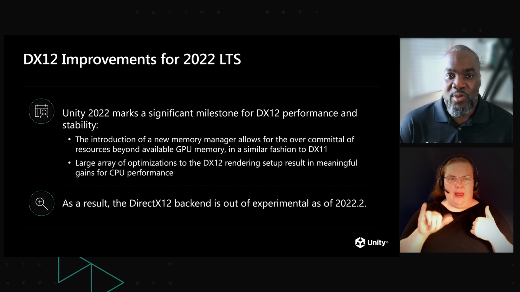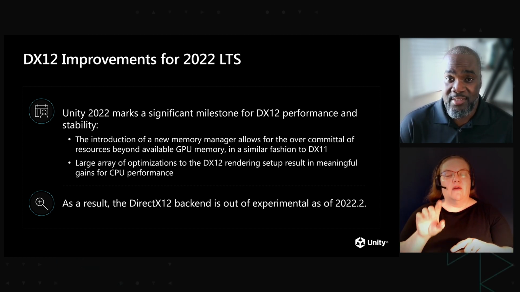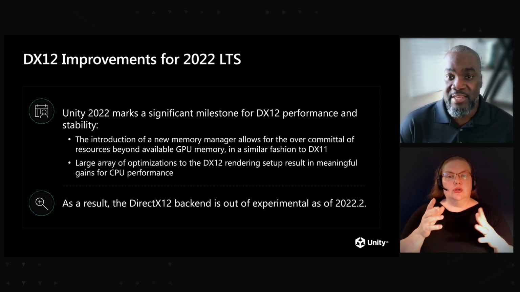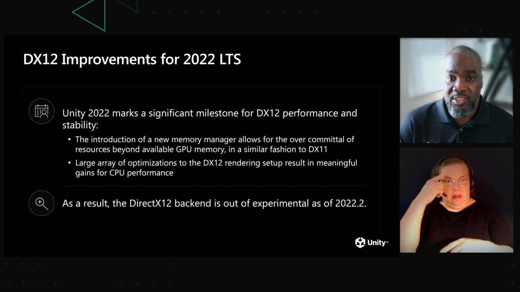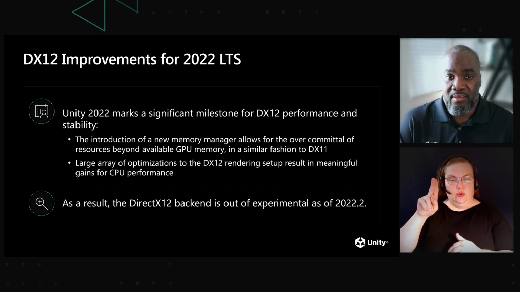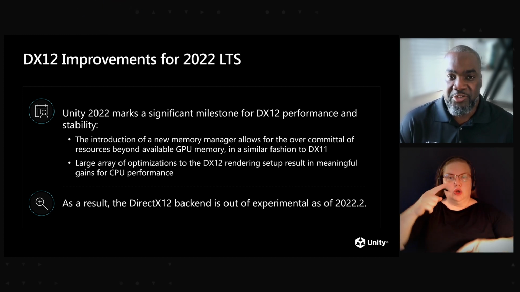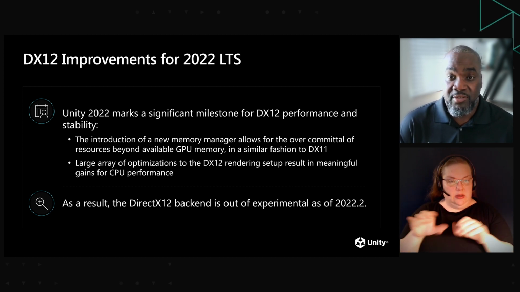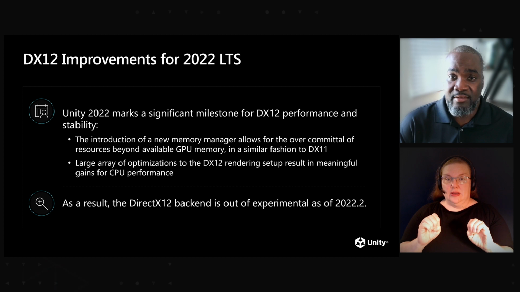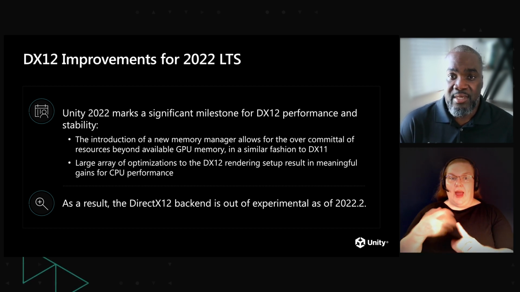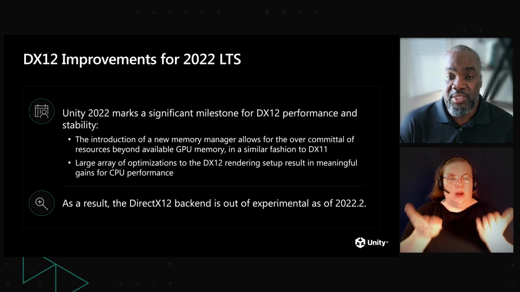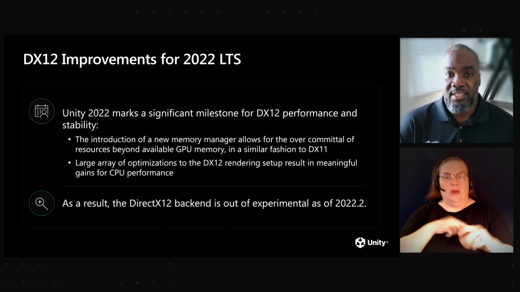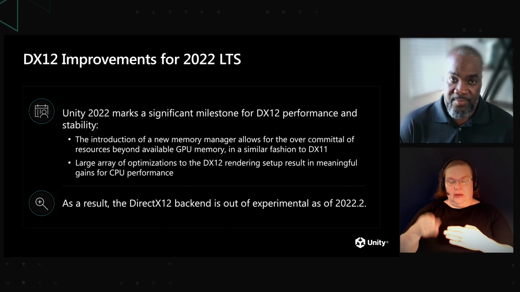But in order to get there, we have made some improvements for Unity 2022 LTS. We introduced a new memory manager that allows developers to commit to memory more resources than the available GPU memory allows. This greatly improves stability for large scenes. We've also made a large array of optimizations to the DirectX 12 renderer and have achieved meaningful CPU performance gains. As a result of these efforts, we have taken the DirectX 12 backend out of experimental for Windows-based platforms and recommend it for use in your projects as of 2022.2. Because we share our DirectX 12 code as much as possible in the backend, these improvements also benefit Xbox platforms.